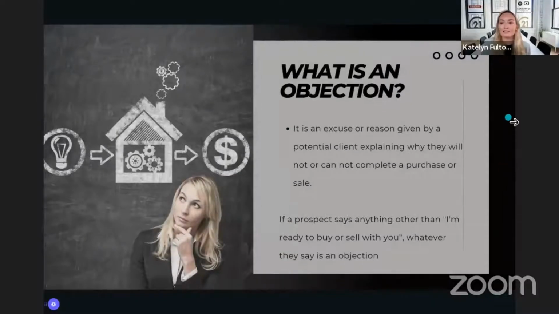So what is an objection? Basically, it's an excuse or reason given by a potential client explaining why they will not or cannot complete a purchase or sale with you. So if a prospect says anything other than I'm ready to buy or sell with you, whatever they say is considered an objection.